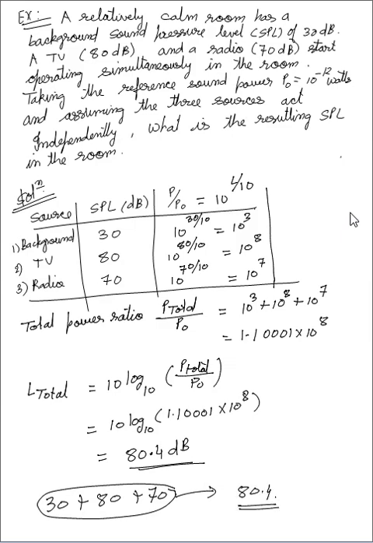So always remember, just to get some idea of what the answer will be, it will always be greater than the highest value, and it will be nearest to the highest value. One noise is of 30 decibel, another is of 80, another is of 70. When all these sounds are acting independently, your answer will be nearer to the highest sound. It cannot be less than 80, obviously. So in MCQ also we can eliminate some options.